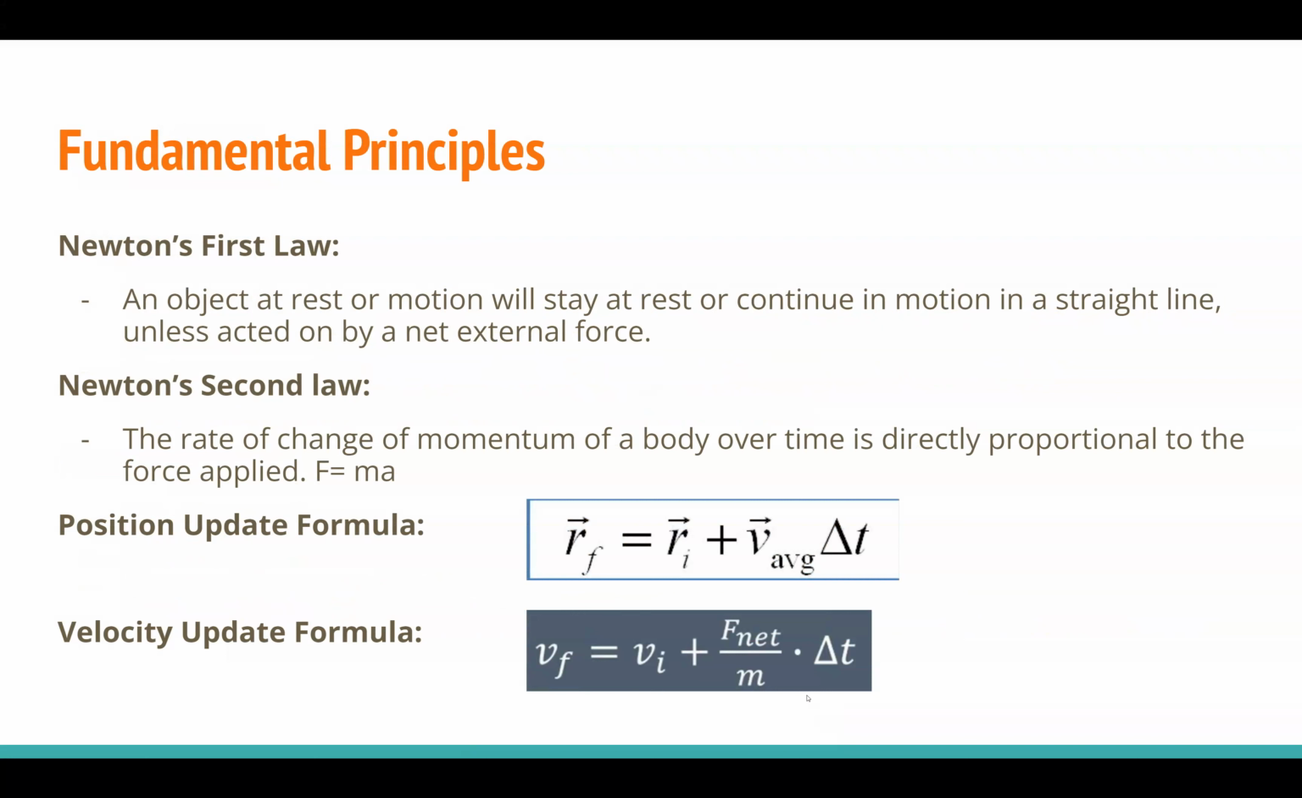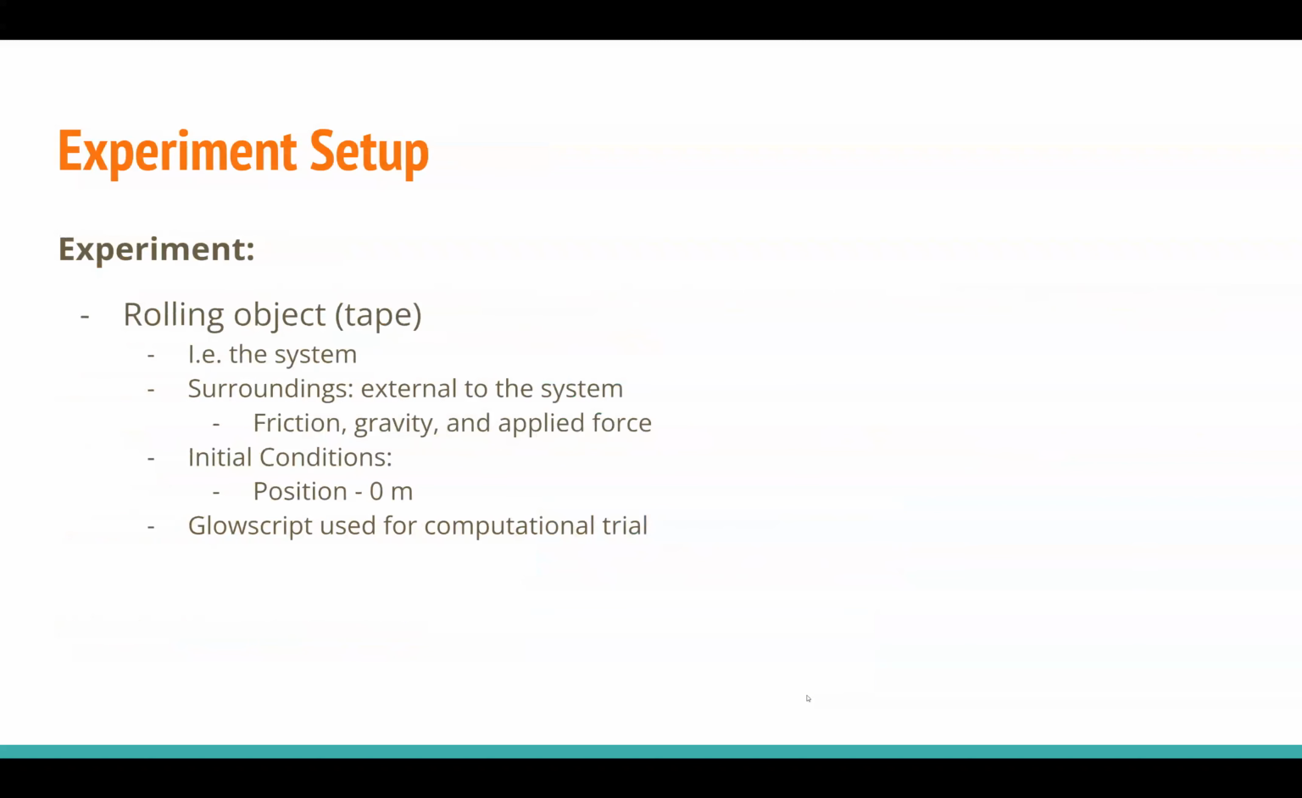Newton's second law is the rate of change of momentum of a body over time is directly proportional to the force applied, which correlates with the equation F equals ma. The position update formula is final position is equal to initial position plus velocity times delta t. And the velocity update formula is final velocity is equal to initial velocity plus the net force divided by mass times delta t. So for the experiment setup, we have a rolling object.